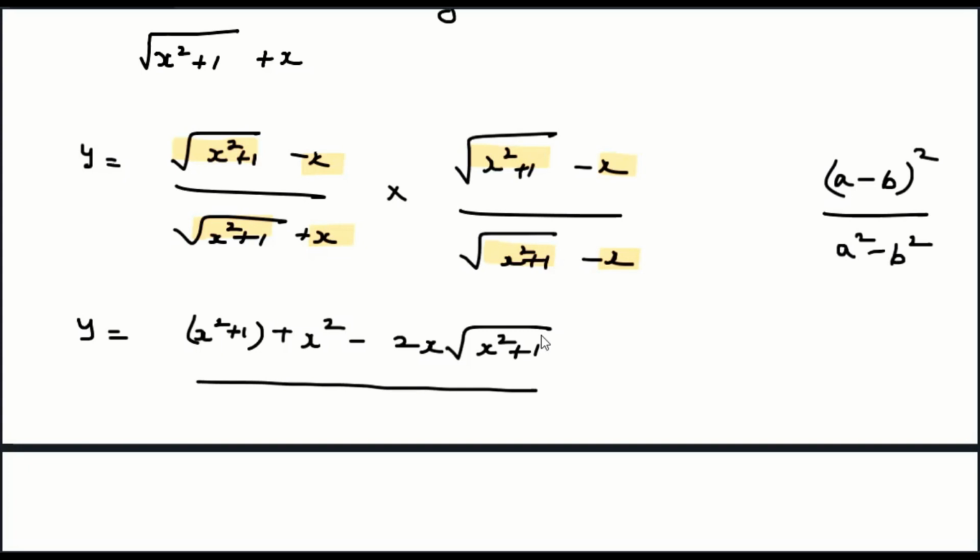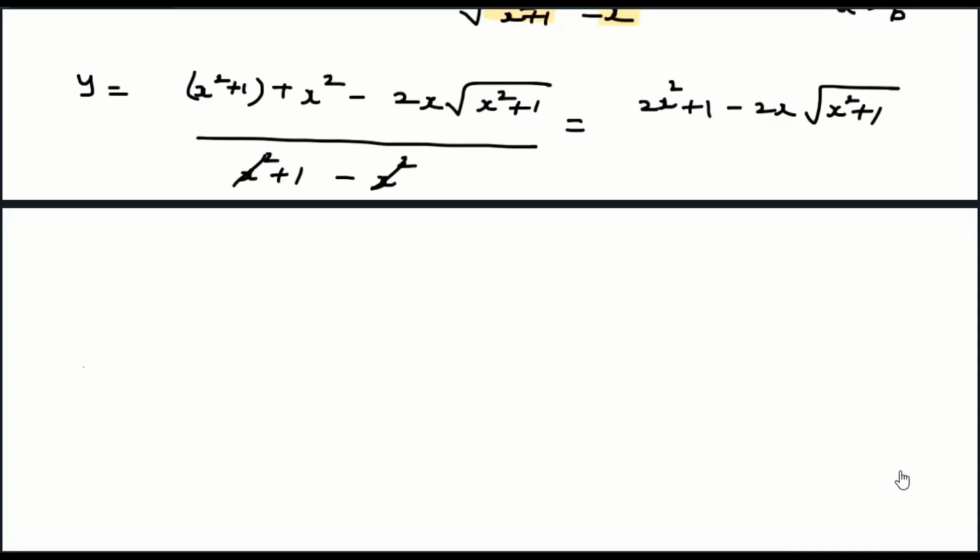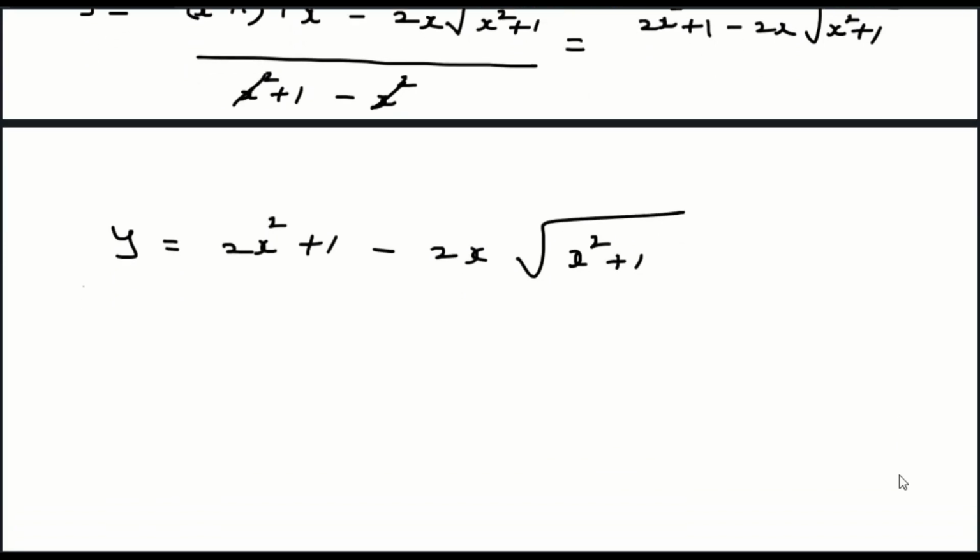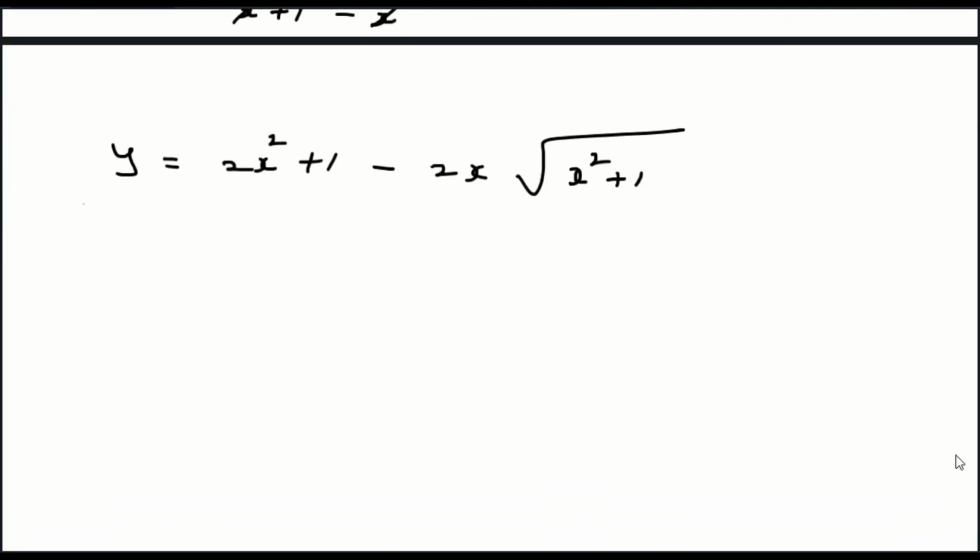denominator a square minus b square. So it is a square and this is b square. So the denominator becomes 1. So the numerator is 2x square plus 1 minus 2x into root over x square plus 1. So now I have the simplified version. Y is equal to 2x square plus 1 minus 2x into root over x square plus 1. Now you can differentiate this because it is in simplified format.